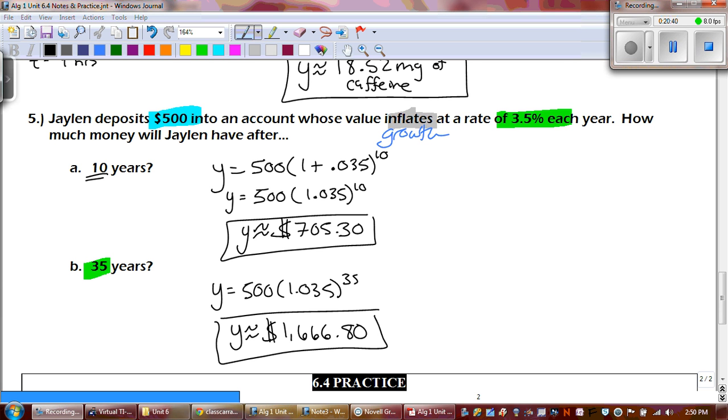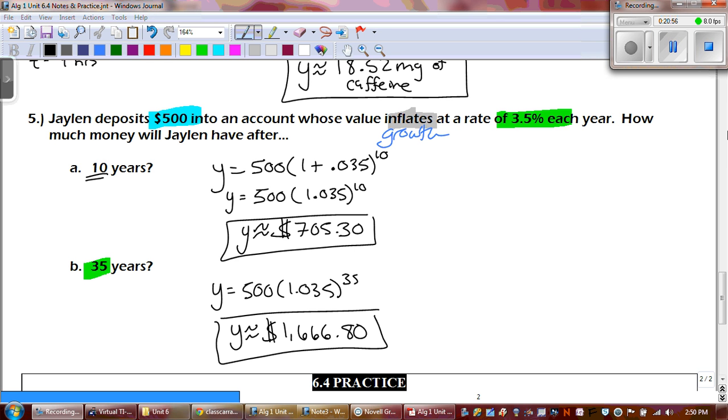Okay, and you should get y is equivalent to $1,666.80. Did you guys know that if you leave your money in a bank account, you get interest on it and you get more money? That's why it's important to start young.